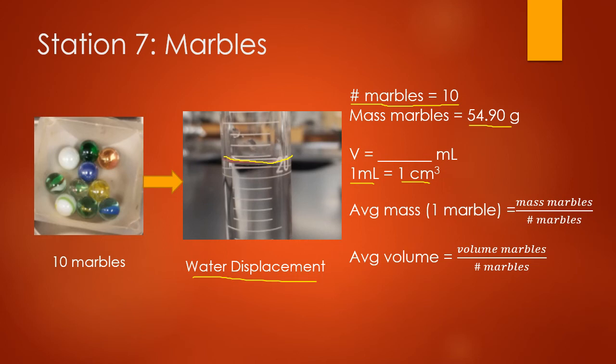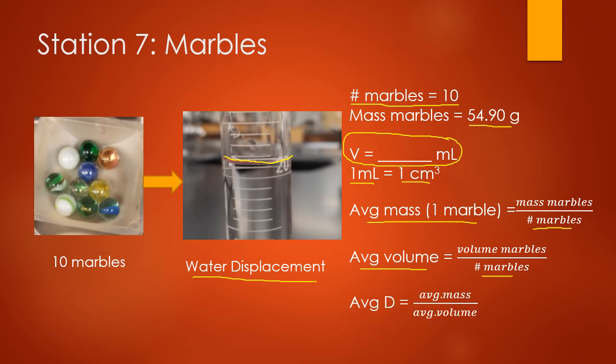You'll then notice that this one is a little bit different because it asks you to calculate the average mass of a marble. So it wants to know the mass of just one marble. To figure that out, you're going to take the mass of marbles that was given to you and divide it by the number of marbles that we massed. To figure out the average volume, you're going to take the volume of the marbles, which is just the volume that you're measuring of that displaced water, and divide it by the number of marbles. Total of 10 in this case.